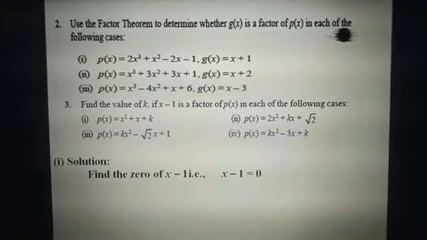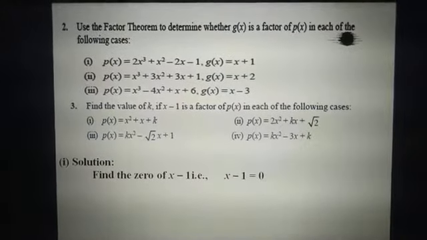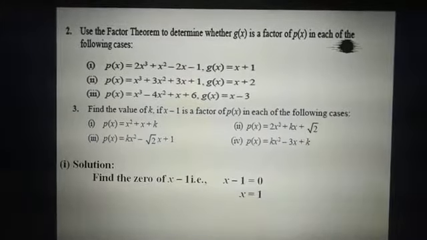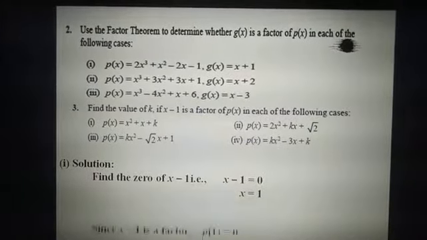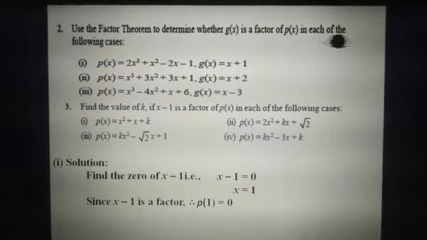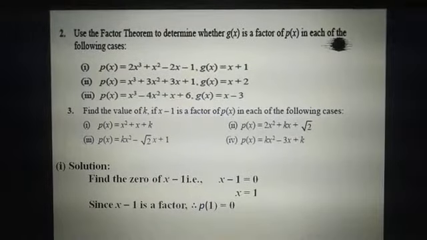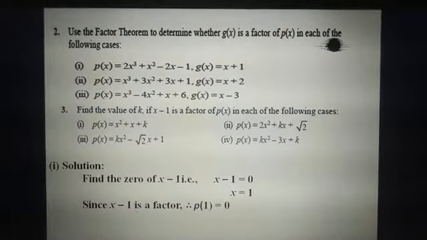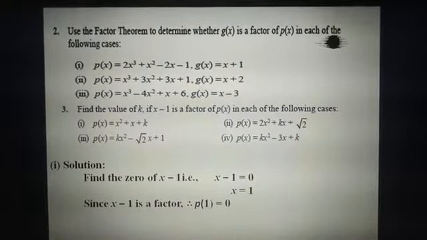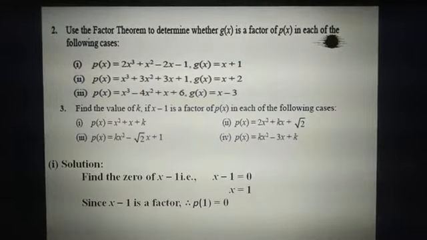So first, find the zero of x minus 1. That is x minus 1 equal to 0. So x equal to minus 1, coming to this side, plus 1. Since x minus 1 is a factor, therefore p of 1 equals 0, by the factor theorem. The factor theorem says that if x minus 1 is a factor, then p of 1 is equal to 0.